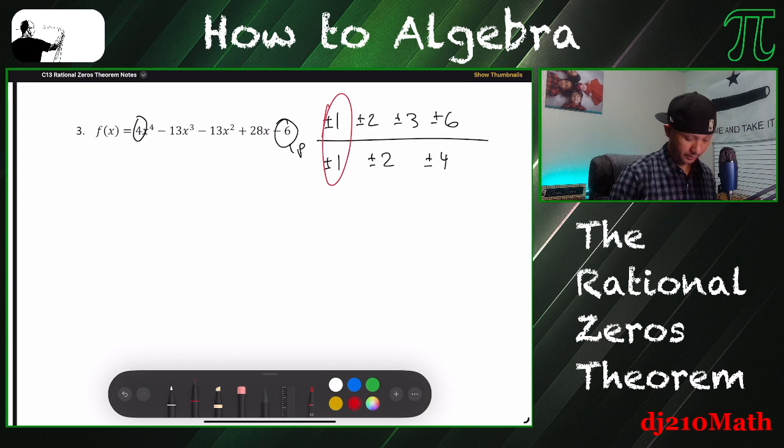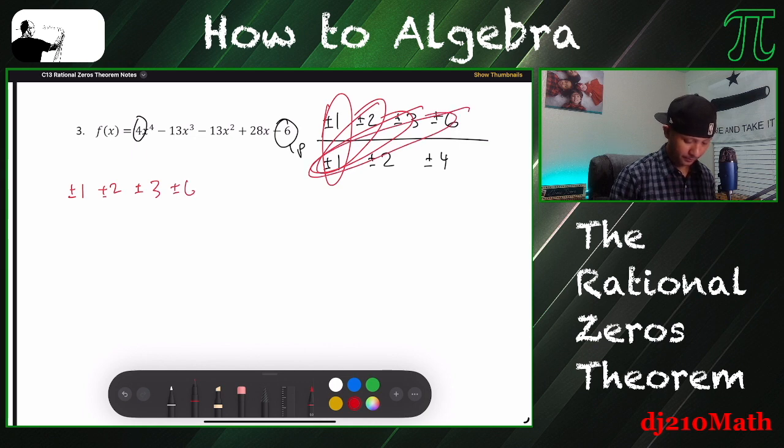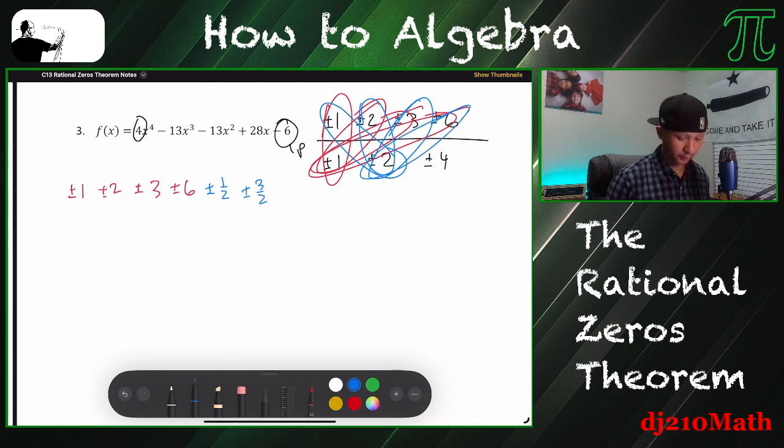So we have 1 over 1, so plus or minus 1. 2 over 1. 3 over 1. 6 over 1. Switch colors. So 1 over 2. 2 over 2. That's just 1, so I don't care about that. 3 over 2. 6 over 2. 6 over 2 is 3. It's already on our list.